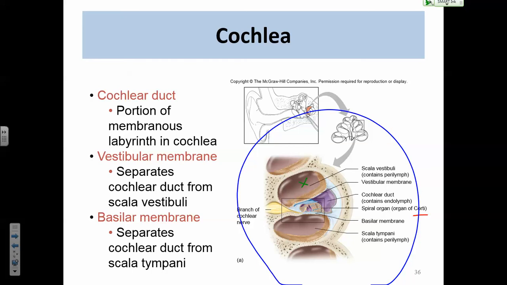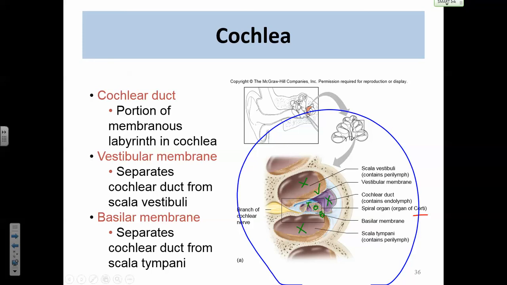All right, anyway, so you can see the areas: what is the name of that duct? Scala vestibuli, scala tympani, cochlear duct. And then the three membranes are the vestibular membrane, this blue is the tectorial membrane, and then the one that the organ of Corti sits on is the basilar membrane. Okay? And then this is the organ of Corti right there.